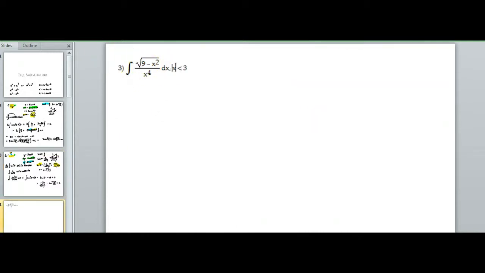So we've got 9 minus x squared here, so we're going to let x equal 3 sine theta. That makes dx equal to 3 cosine theta. That makes x to the 4th down here equal to 81 sine to the 4th theta.